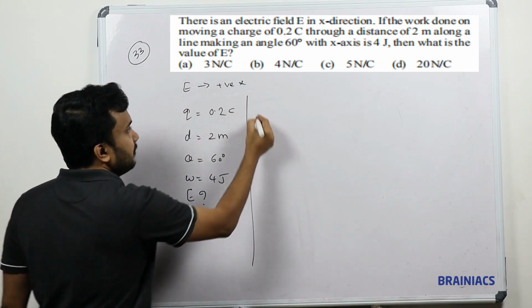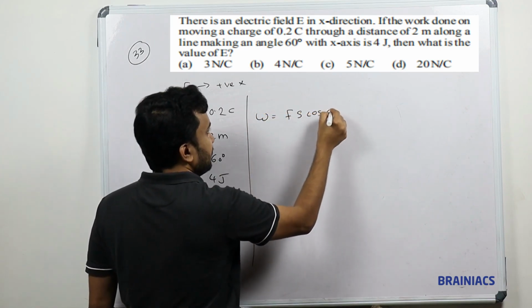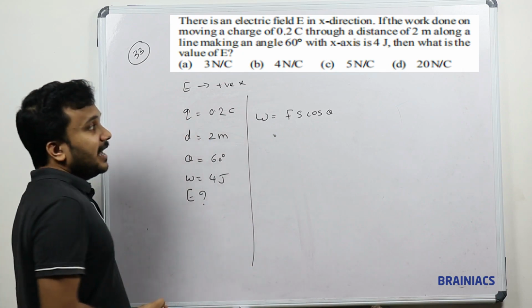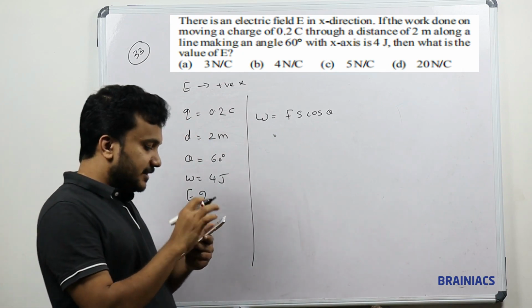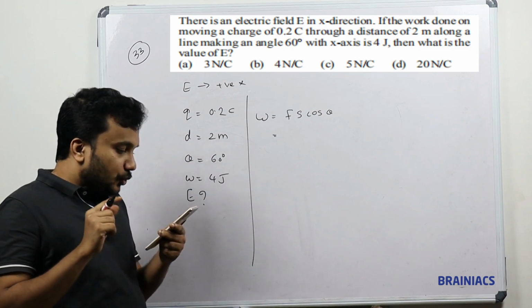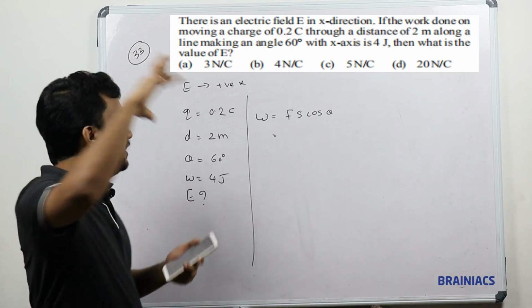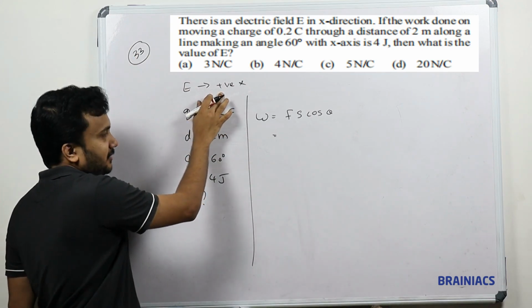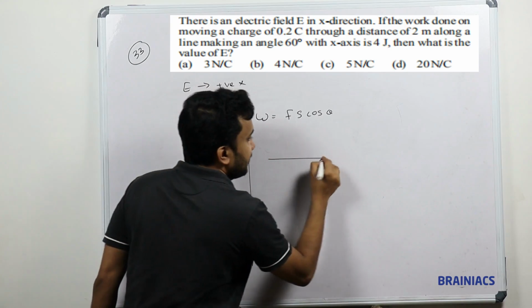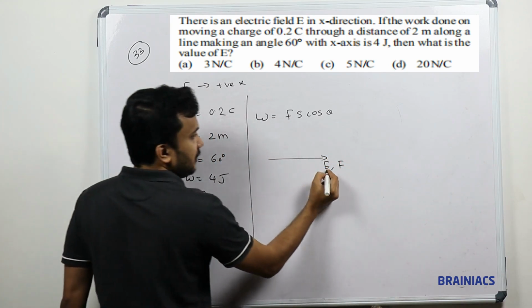Of course we know, just before we have written, F dot S, which means F s cos theta, where theta is the angle between force and displacement. We'll see what angle is given here in question number 33. Through a distance 2 meter along a line making an angle 60 degree with the x axis. So actually this is an electric field line, which means force is also in the same direction.